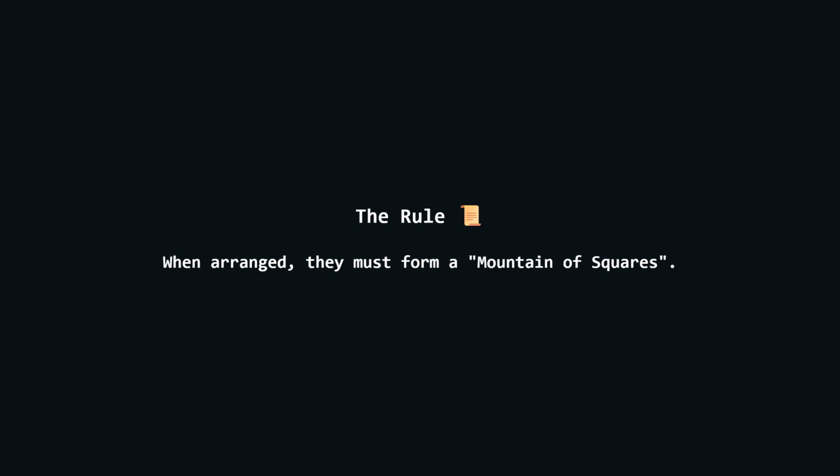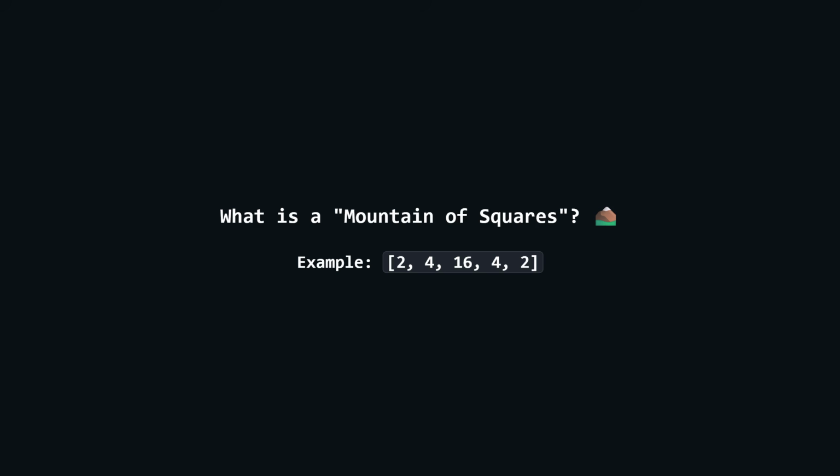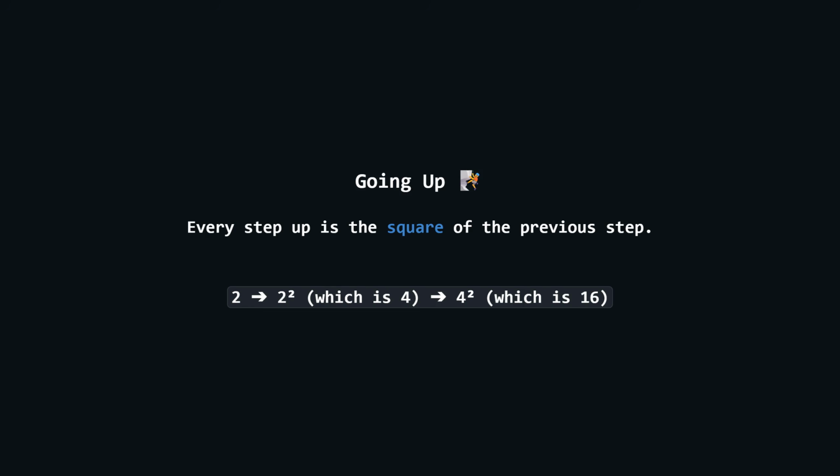The big catch is that the numbers we pick have to follow a very specific pattern when we lay them out. I like to call this pattern a mountain of squares. So what does a mountain of squares look like? Let's look at this example. 2, 4, 16, 4, 2. Notice how the numbers go up. The first half of the mountain increases. Every time we take a step up, the new number is exactly the square of the previous number. So 2 squared is 4, and 4 squared is 16.